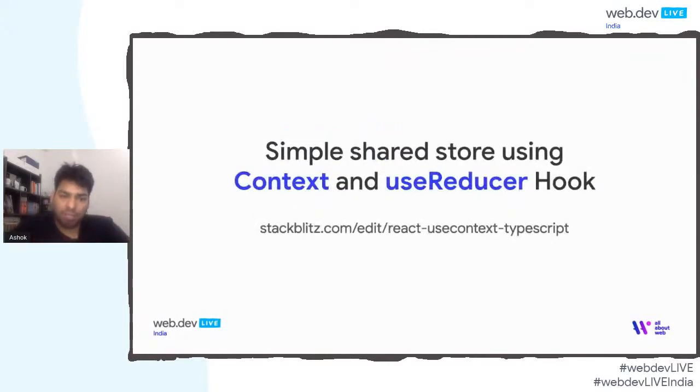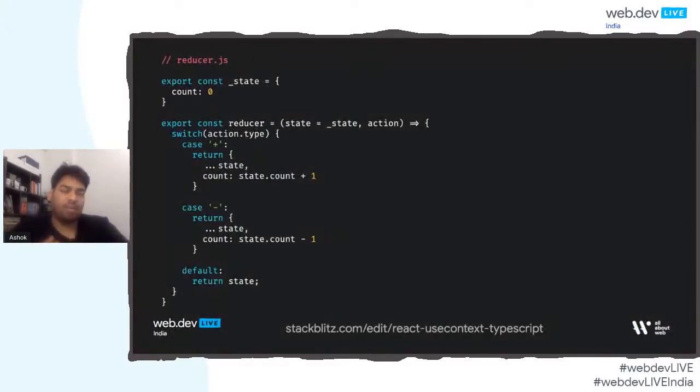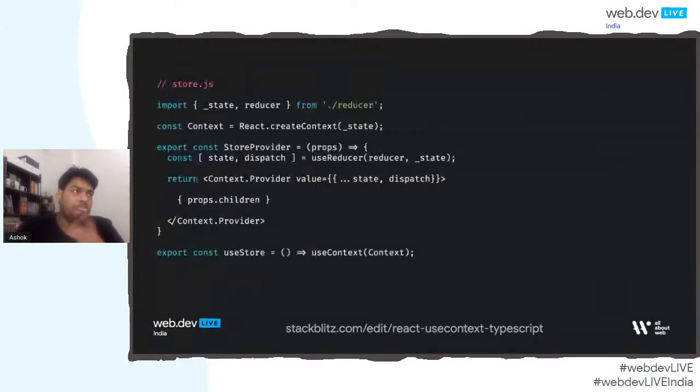So let's create a simple shared store using context and the useReducer hook. The example can also be found at the URL I mentioned there. In this, I'm going to create a reducer, which is a very simple reducer method. I'm just having one plus and one minus method, incrementing or decrementing the count property of the state. And then I'm creating a context out of that state and reducer which I've defined.